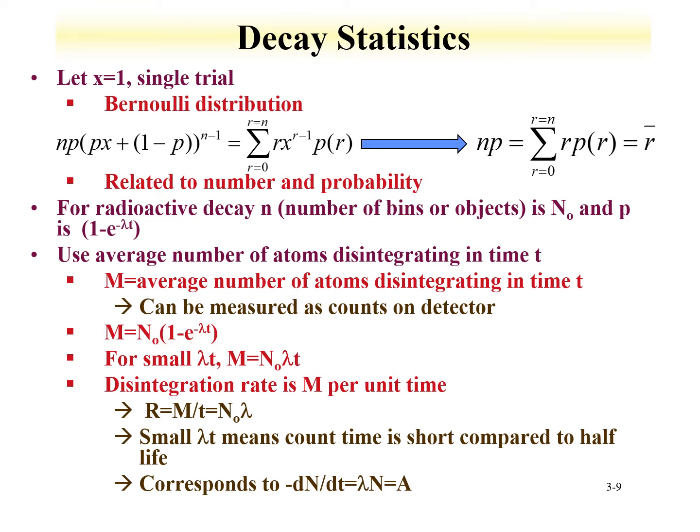For a small term where the decay constant times this time is small, we can just make this equation m equals n naught lambda t. And if the disintegration rate is in unit time, the rate is equal to m divided by time. So we take the time out of this side of the equation, and it's just the number of initial atoms times lambda. So a small lambda t means that the count time is short compared to the half-life, and this corresponds to the equation that we had discussed earlier, where activity equals lambda n.